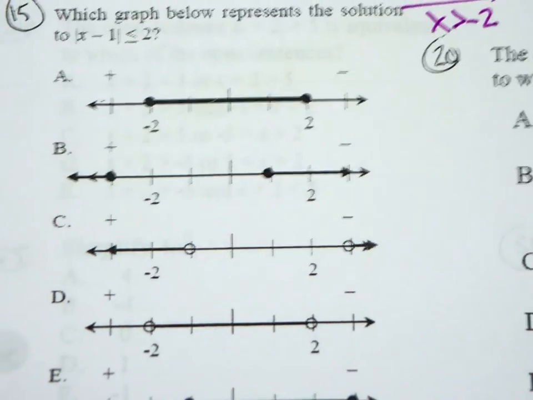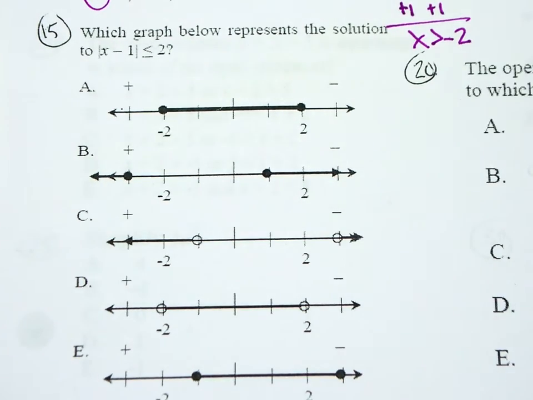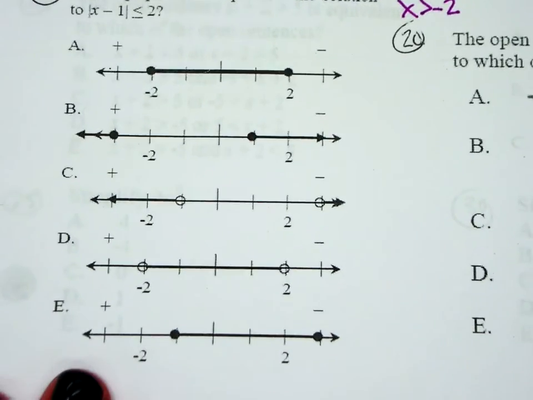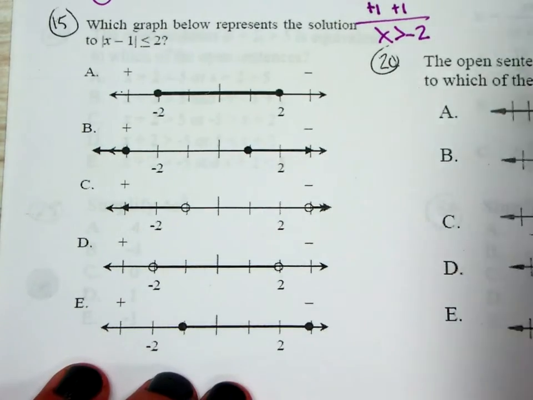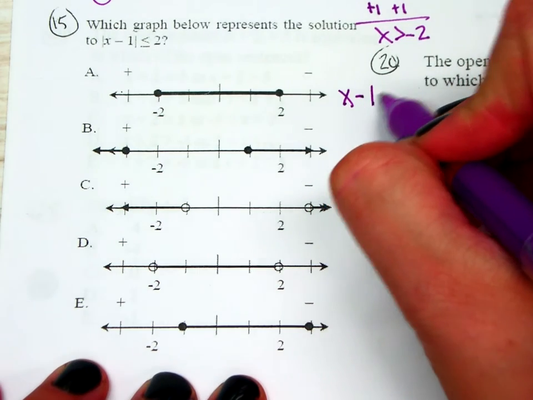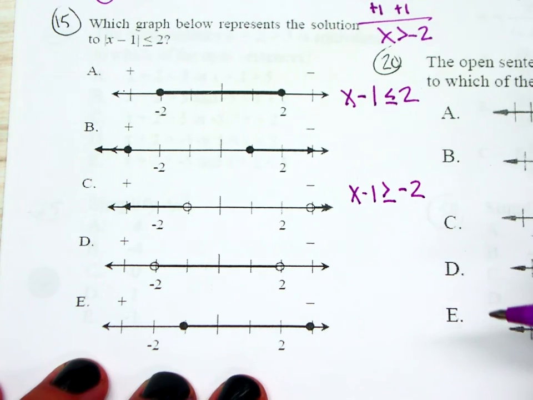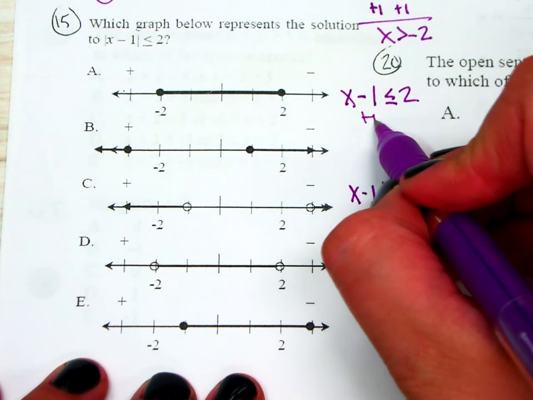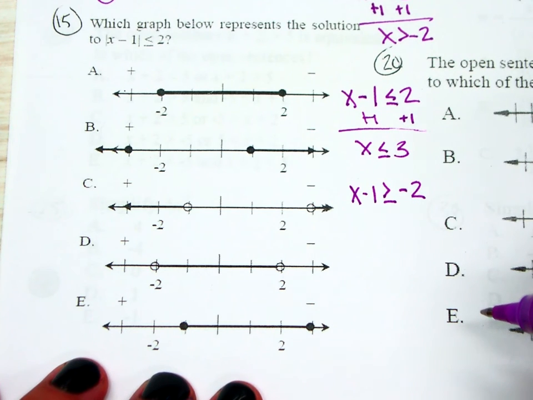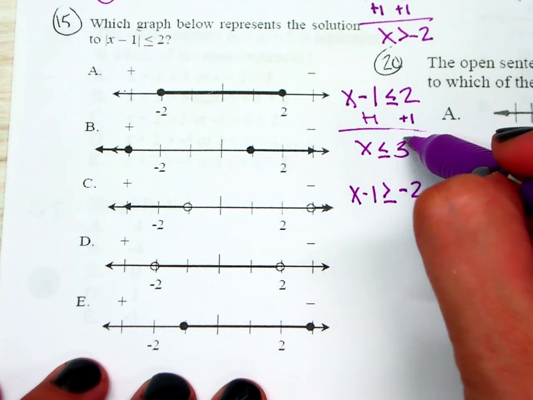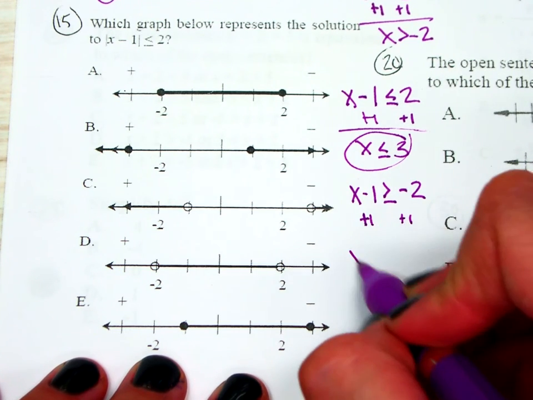Okay, 15. What is the solution to this problem? So I'm going to go ahead and look through it. What I would recommend is that you solve it. To zoom out a little bit more, I'm going to get x minus 1 is less than or equal to 2, and x minus 1 is greater than or equal to negative 2. Solve them individually. When I add 1, I get x is less than or equal to 3. That's one of them.